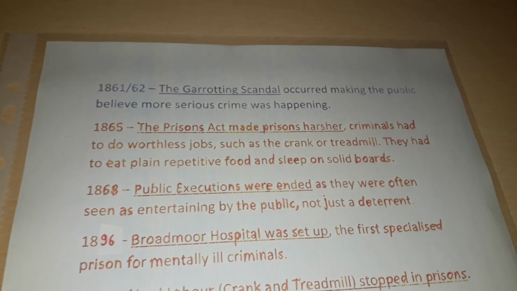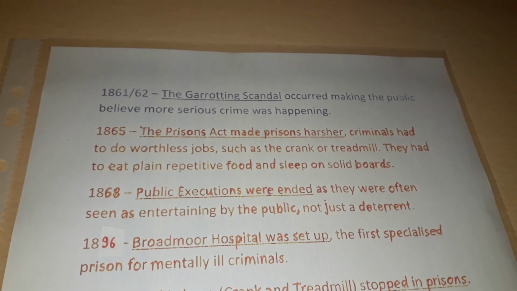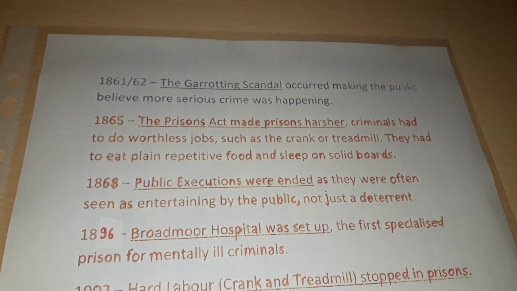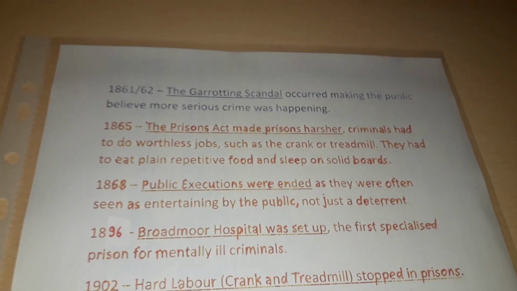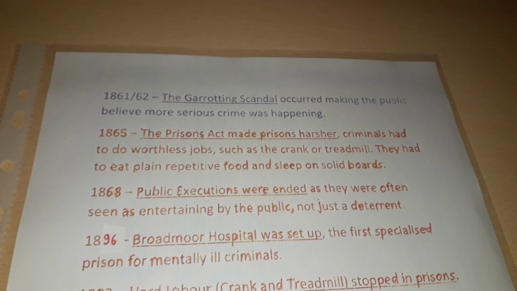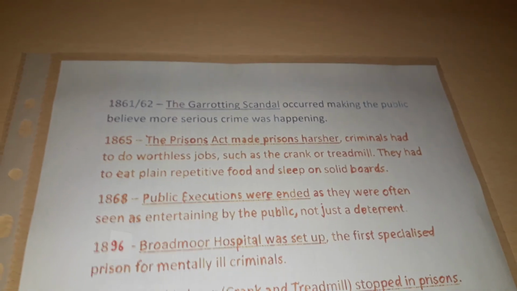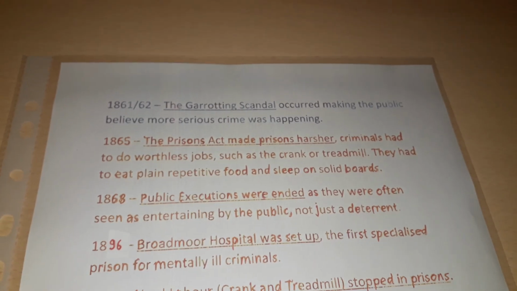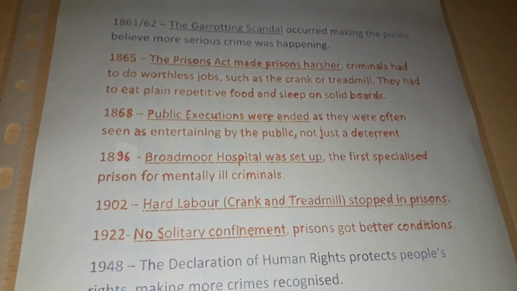Criminals had to do worthless jobs, such as a crank or treadmill. They had to eat plain, repetitive food and sleep on solid boards. In 1868, public executions were ended, as they were often seen as entertaining by the public, not just a deterrent. And this isn't, of course, what the authorities want. They don't want the people turning into the sort of people who find this normal, someone getting killed in front of them. That may encourage them to do more violent things themselves.